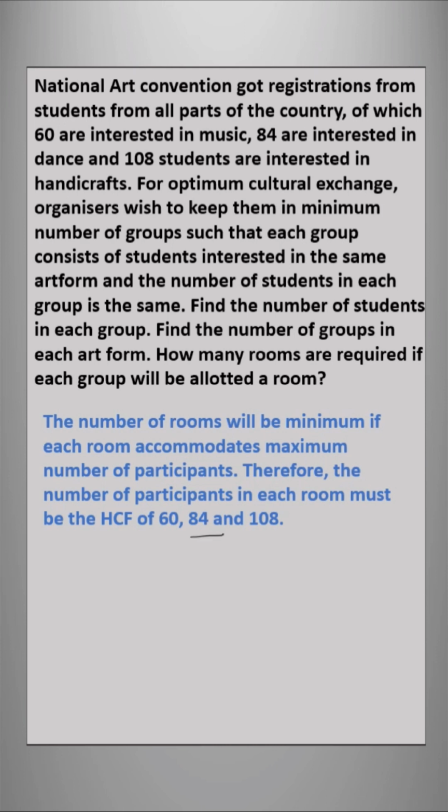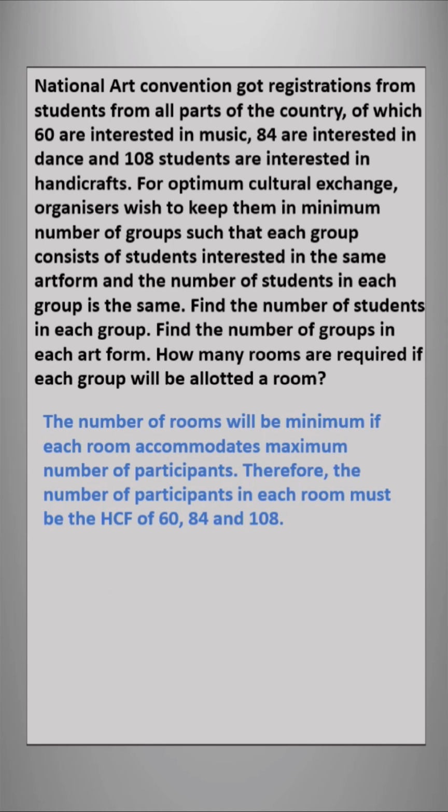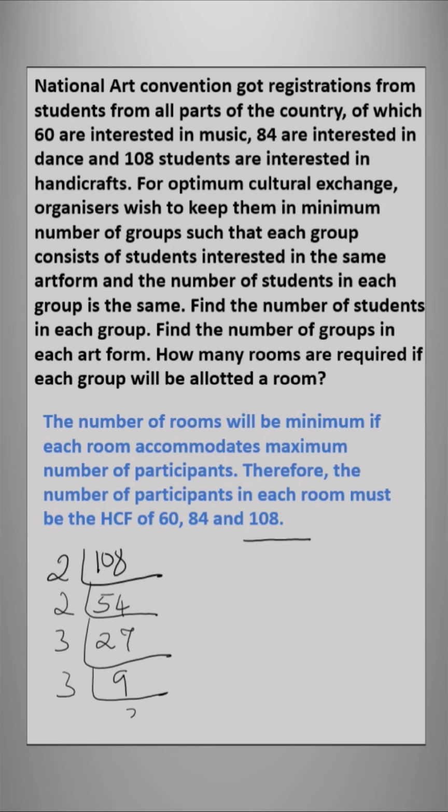84 is an even number. 2 42s are 84, 2 21s are 42, 3 7s are 21, 7 1s are 7. So 84 is equal to 2 square into 3 into 7. Now let us prime factorize 108. 108 is an even number. So 2 54s are 108, 2 27s are 54, 3 9s are 27, 3 3s are 9, 3 1s are 3. So 108 is equal to 2 square into 3 cube.